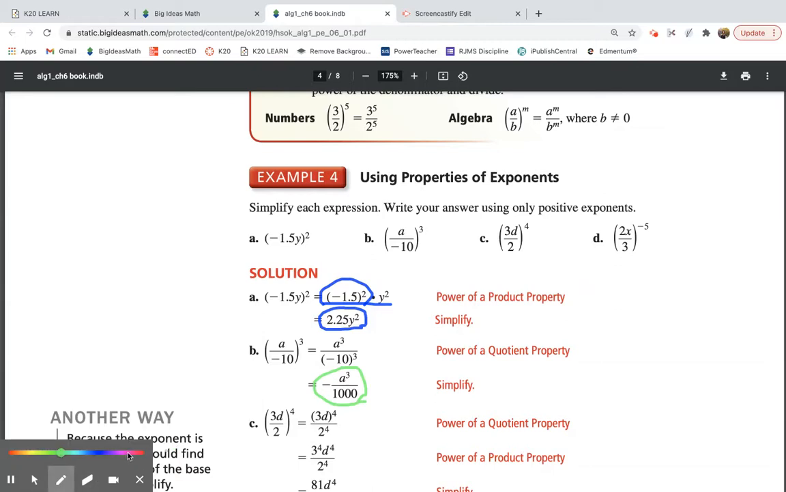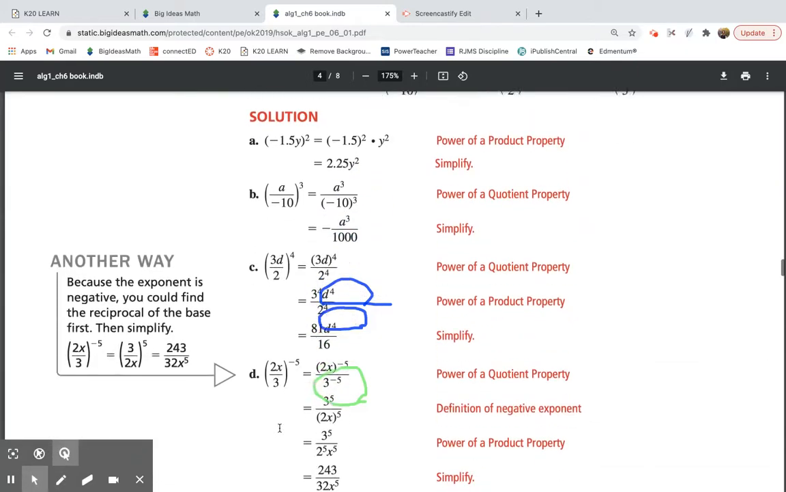Okay, the next one, C. I have 3d over 2 all raised to the fourth power. Okay, so that means the whole top raised to the fourth power, 3d to the fourth power over 2 to the fourth power. Okay, well, I have 3 times d all being raised to the fourth power. So that really means the same thing as 3 to the fourth power times d to the fourth power, which is what we have here, still over 2 to the fourth power. I'm going to slide it down.